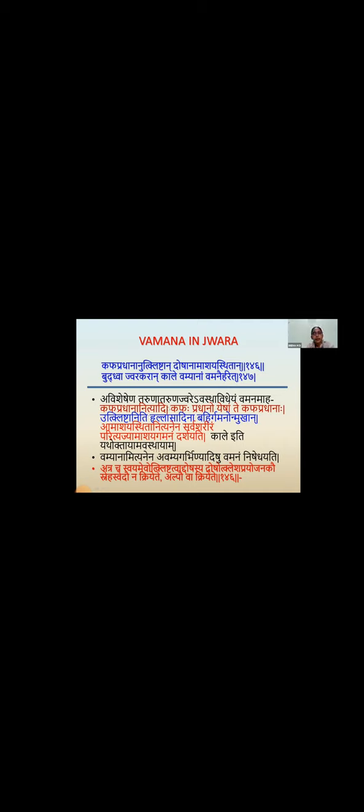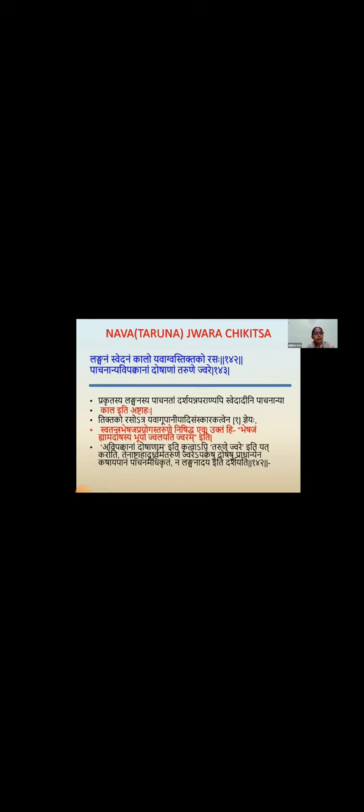So here one thing we have seen is langhana, as in taruna jwara, langhanam svedanam kalo. So here langhana has another part, either langhana or vamana. If doshas are alpa, then you can go for langhana. If doshas are in bahu dosha avastha, kapha pradhana avastha, utklishta dosha and urdhva amashaya sthita dosha, then you can go for a vamana here. So this part is very important. Either langhana or vamana. If it is alpa dosha you go for langhana, or if it is bahu dosha avastha and the doshas are ready to come out, then you can go for vamana.